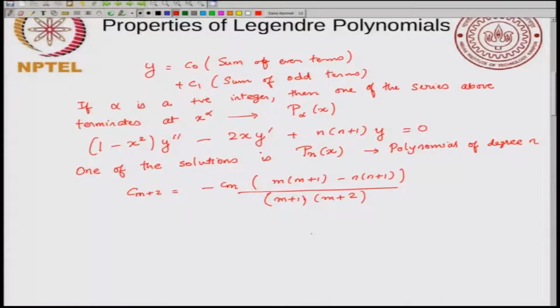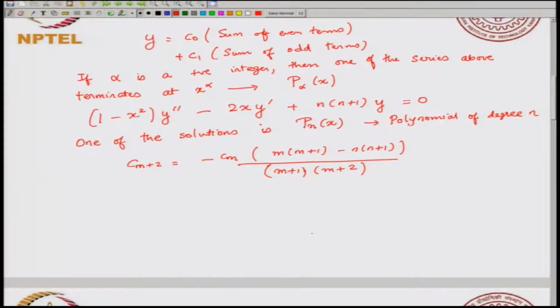Now, we will write down some of the polynomials. Your P0 of x is chosen to be 1. This is arbitrary, you can choose P0 in any way. P0 is just a constant, and any constant will satisfy this differential equation, and we just set that constant to be equal to 1. If you take P0, then n equal to 0, so the last term drops off, and any constant will satisfy the remaining differential equation.